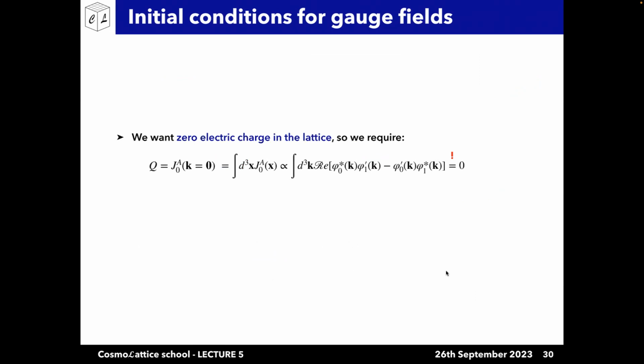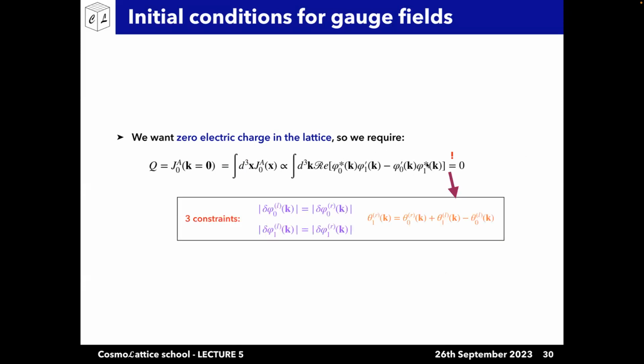And as I have said before, we want... So what is the problem? The problem with the scalar fluctuations that I was mentioning before is that we want a zero electric charge in the lattice. So we require that the charge, which is given by the integral of the current throughout the lattice, is given by this, the real part of this product. You just substitute the expression of the current here, you can obtain this. So we want this term to be 0.